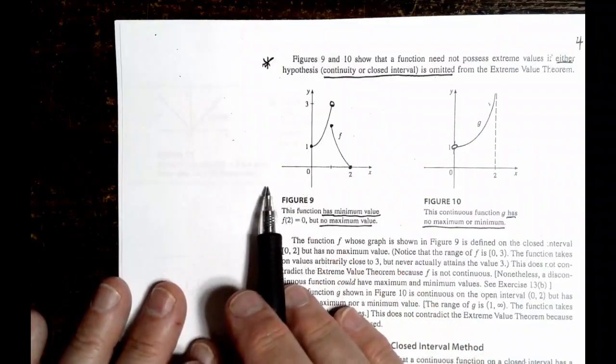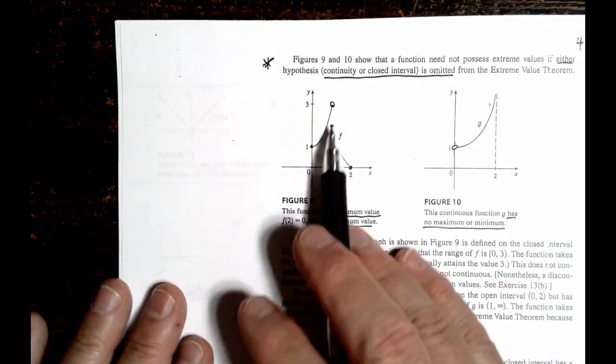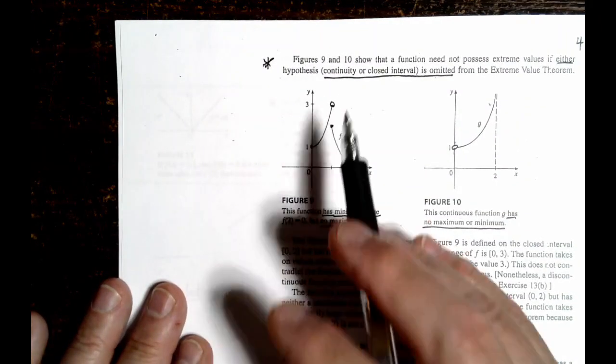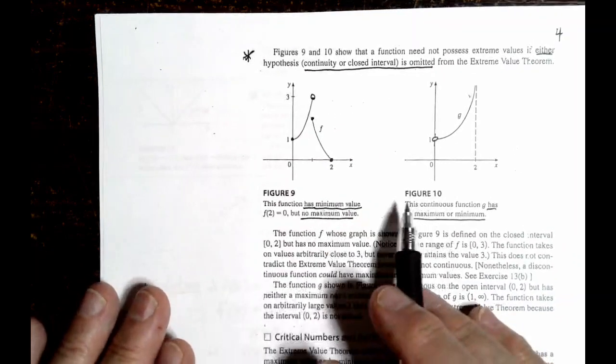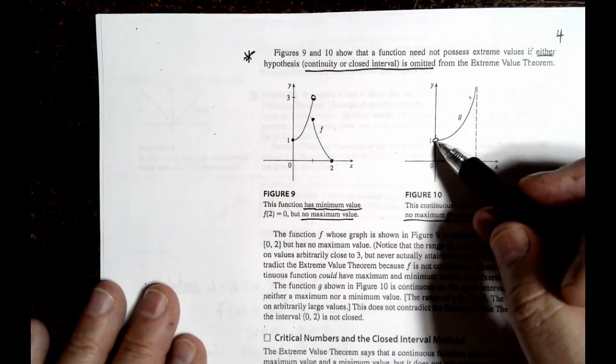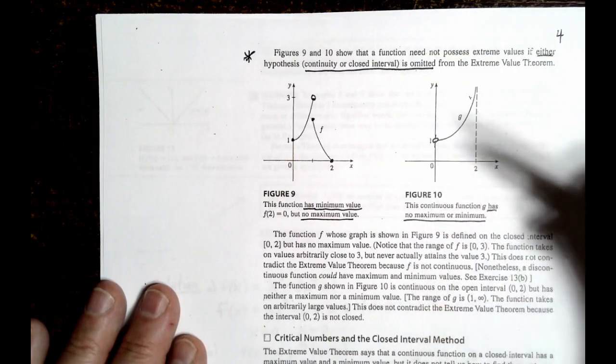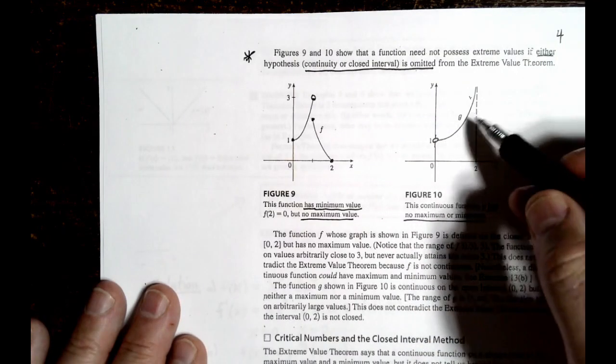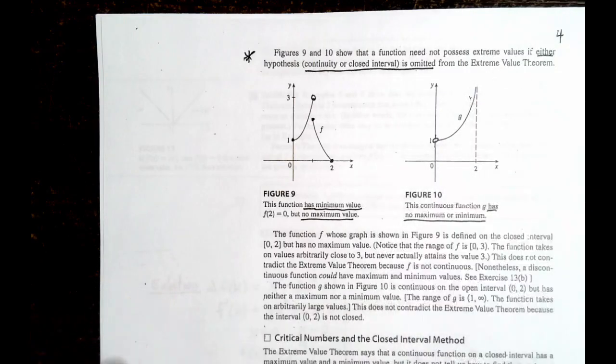Notice this one has a minimum value, but it doesn't have a maximum value because that's an open point there. Notice this one has no max and no min. Its minimum number, there isn't one since it has a hole there at 0. And it goes up forever, so it has no maximum.